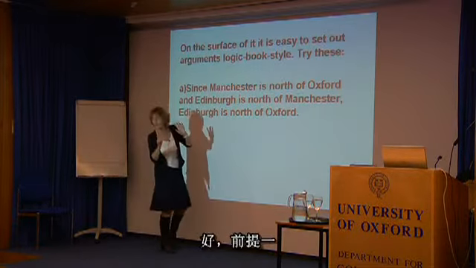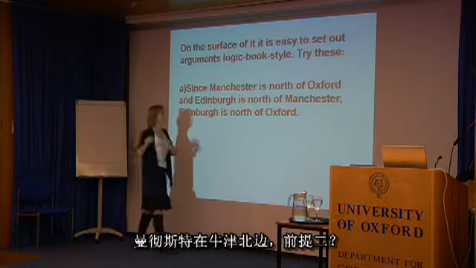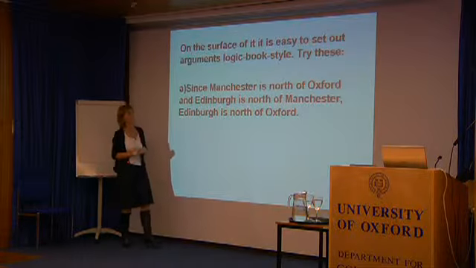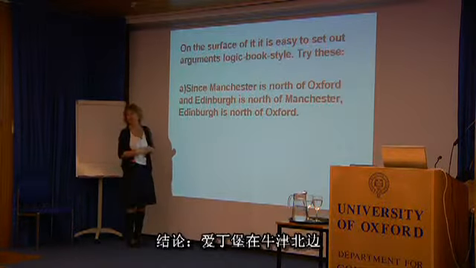Okay, premise 1 then. So you're writing down premise 1. Manchester is north of Oxford. Premise 2? Edinburgh is north of Manchester. Good. And the conclusion, Edinburgh is north of Oxford.